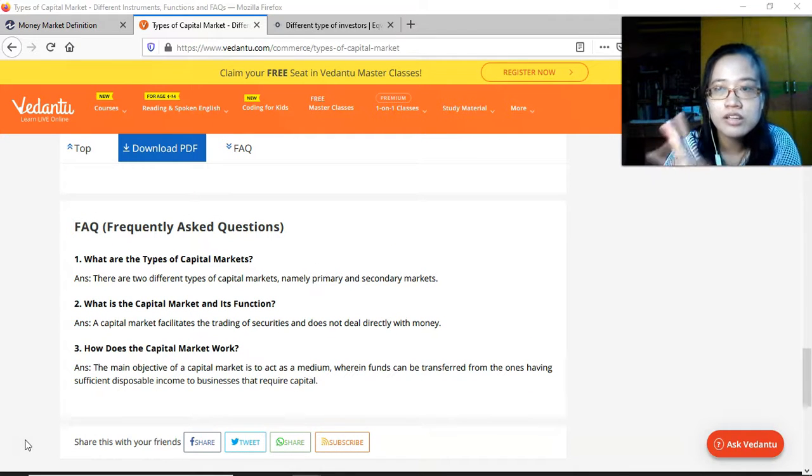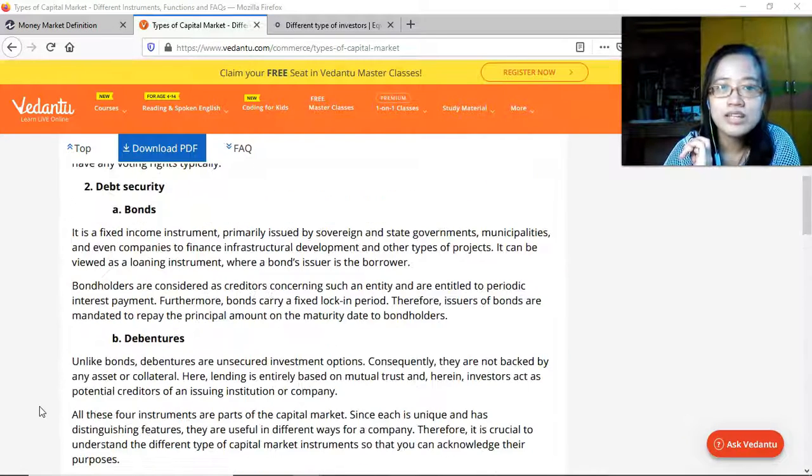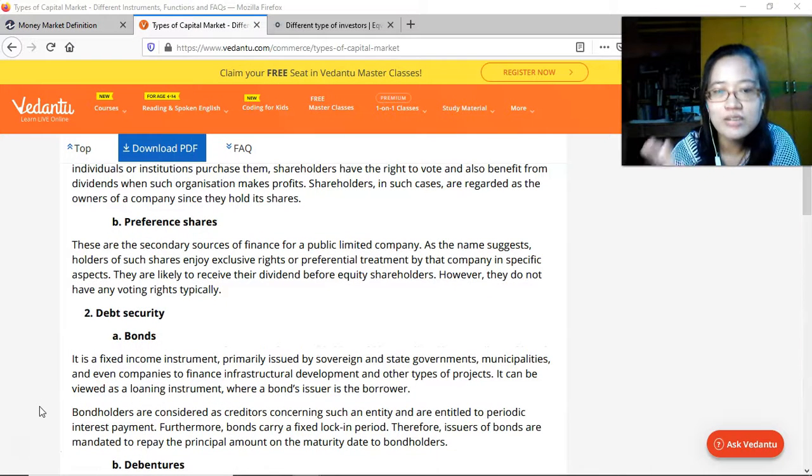Again, we have the different financial instruments. Equity, we have ordinary shares and preferred shares. And then for the debt or for the bonds, we have the liability. Debt security. We have the bonds and the debentures. Okay? So, ayan lang for this one.